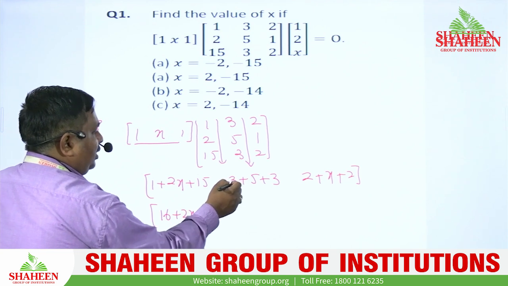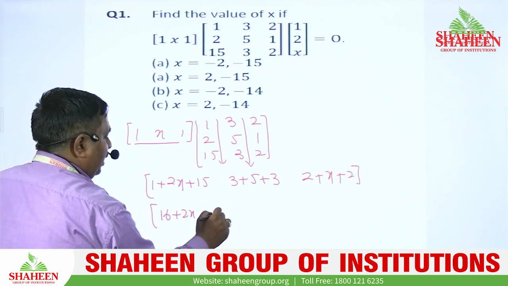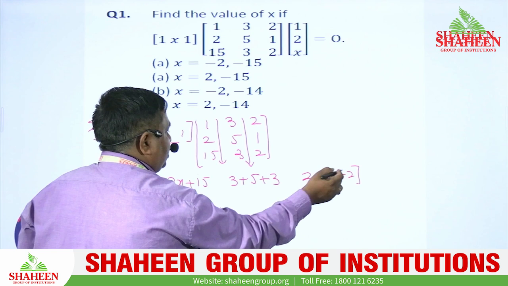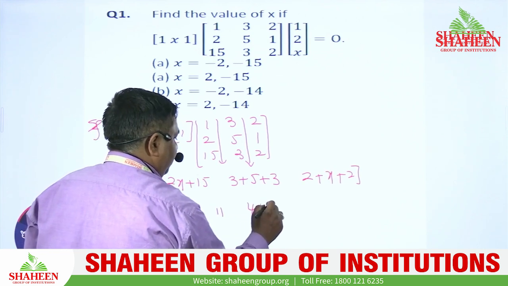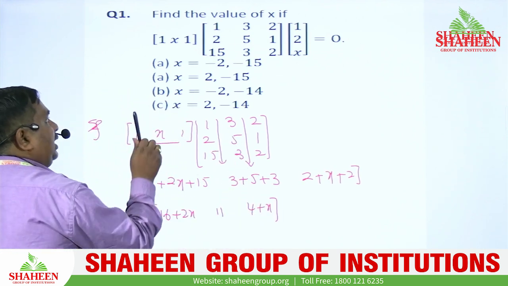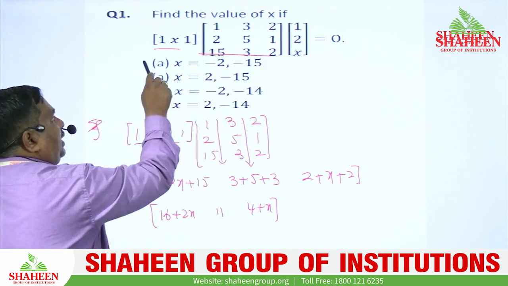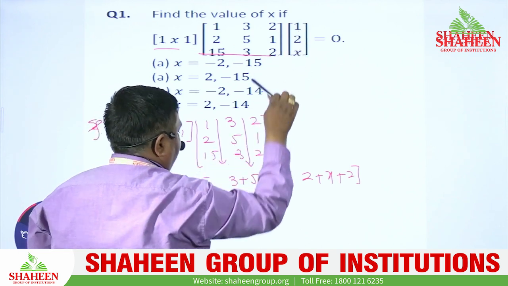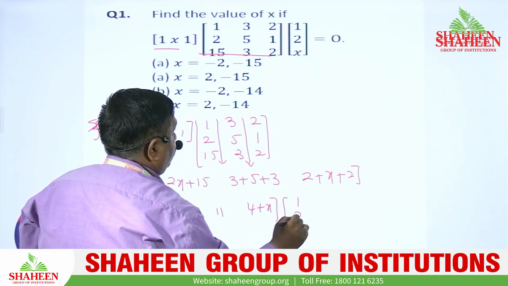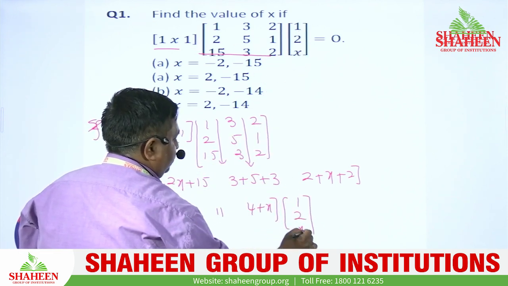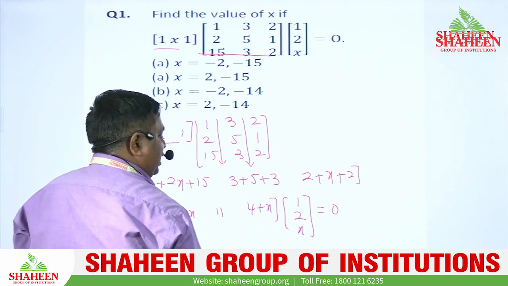And the second element, 3 plus 3 is 6, 6 plus 5 is 11. And the third element, 2 plus 2 is 4, 4 plus x. This is the result of the multiplication of the first two matrices. Let us multiply this result with the column matrix, that is 1, 2 and x. And it is given that this product is equal to 0.